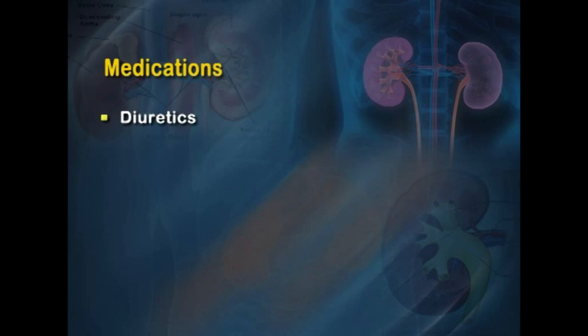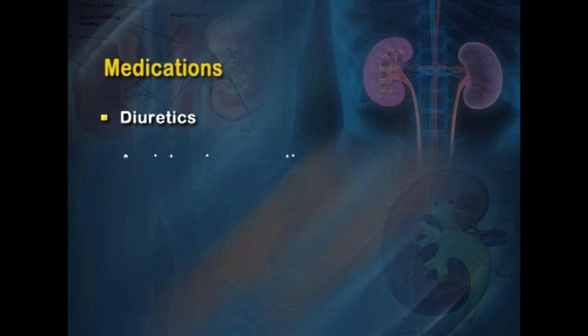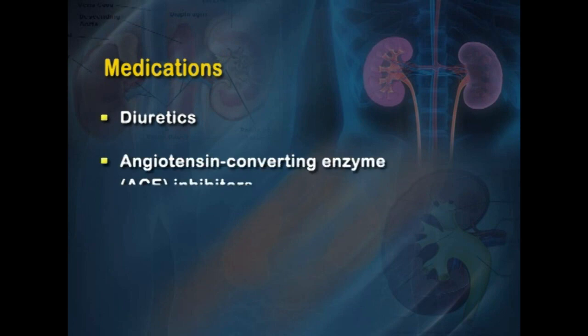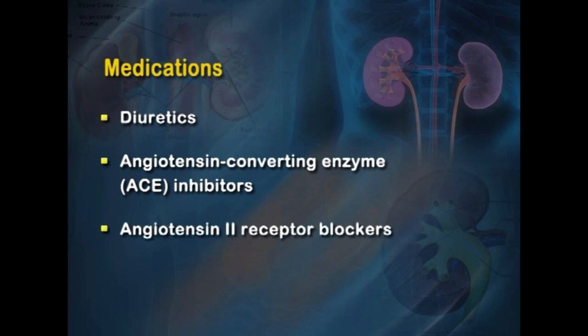Diuretics do the job of increasing the amount of urine so that the water is lost from the body, and that is how the edema comes down, and as a sequel to that, even the blood pressure comes down. There can be angiotensin converting enzyme ACE inhibitors and the angiotensin II receptor blockers. All these help in bringing down the blood pressure of the patient.